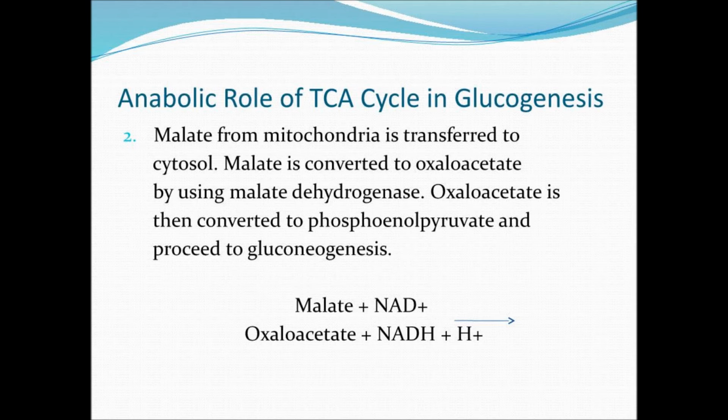Next mechanism, which is malate. Malate from mitochondria is transferred to the cytosol. Malate is converted to oxaloacetate by using malate dehydrogenase. Oxaloacetate is then converted to phosphoenolpyruvate and proceeds to gluconeogenesis.